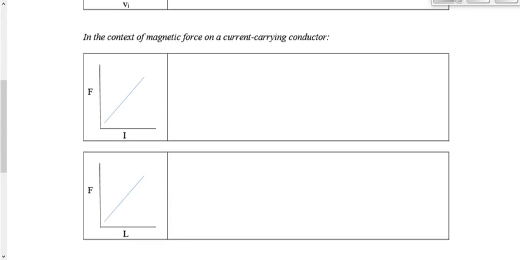Let's do the second example here. This says, in the context of magnetic force on a current carrying conductor, or current carrying wire. Keep in mind on your diploma exam, you're going to have numbers here and you're going to have to calculate something. But once you analyze the slope and the y-intercept, it doesn't matter what you're asked for. That's the easy part. Figuring out what the slope and the y-intercept mean, that's the hard part. So let's do this one.